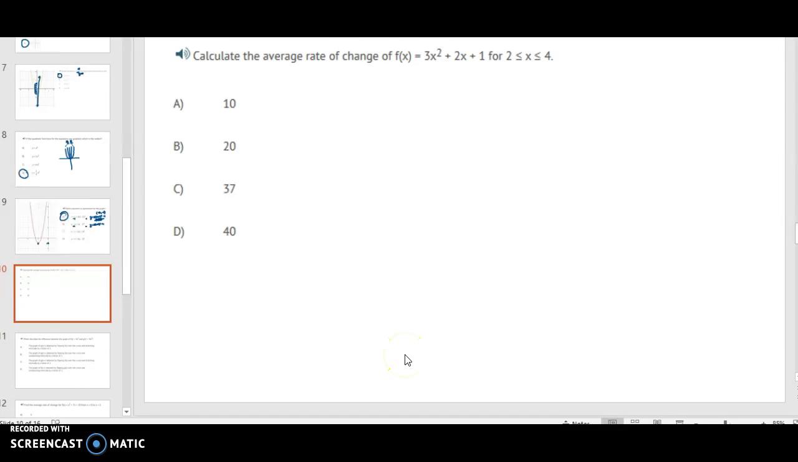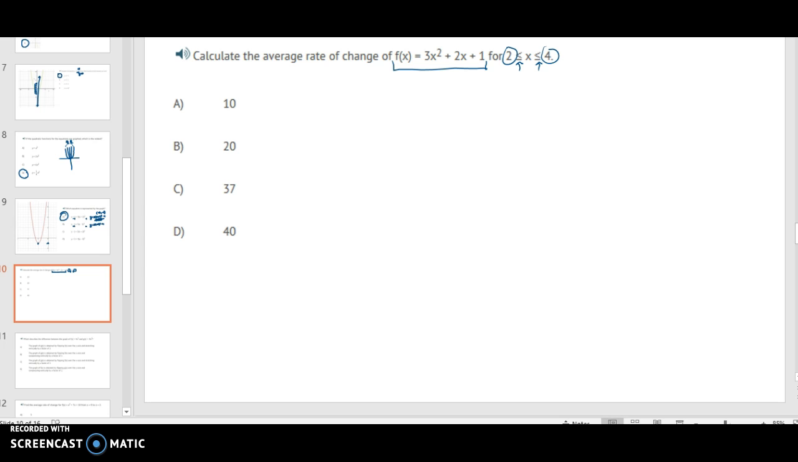Alrighty, so Unit 4 review part 2. I'm going to start off with number 10. Calculate the average rate of change for f of x equals 3x squared plus 2x plus 1. So right here, this is my quadratic, and it wants to find the average rate of change between 2 and 4, and it can include 2 and 4 because it has those lines underneath.